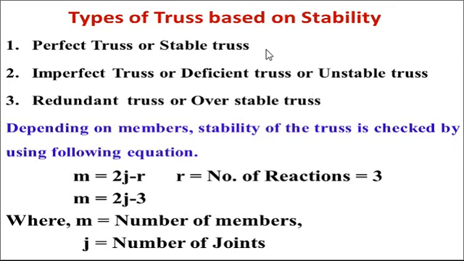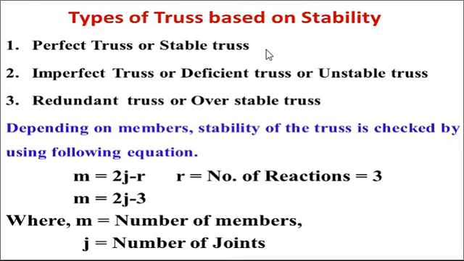Now there are different types of trusses according to span: king post truss, Howe truss, Pratt truss, French truss, spring truss, like that. That depends upon the span and utility in actual practice. But here we will discuss the types of trusses based on stability. Stability means whether they are stable or unstable.